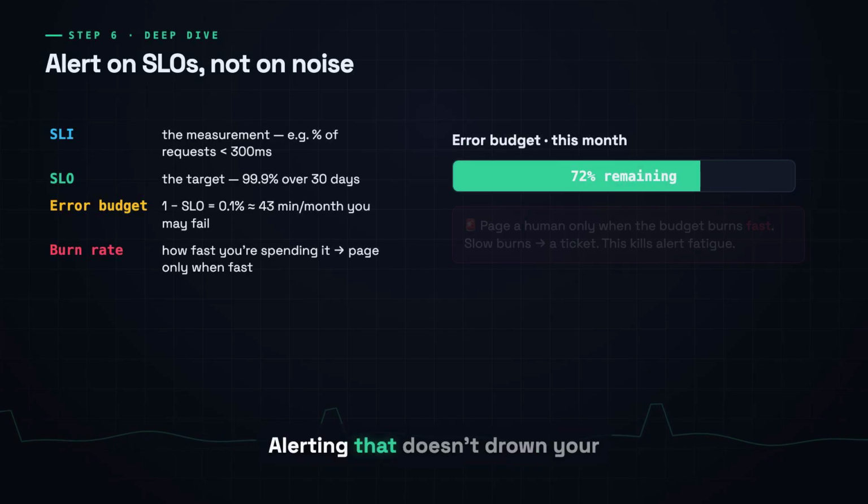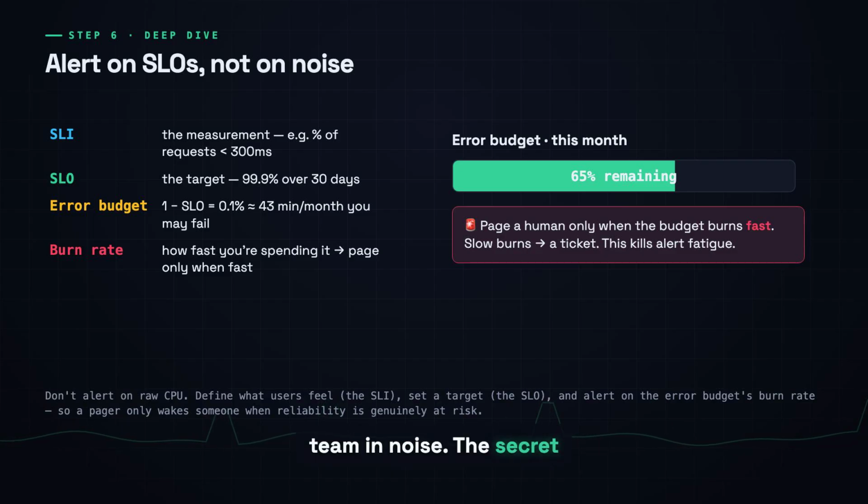Deep dive number 3, alerting that doesn't drown your team in noise. The secret is to alert on user experience, not raw machine stats. We start with an SLI, a service level indicator, which measures what users actually feel, like the percentage of requests served under 300 milliseconds. We set an SLO, the target, say 99.9%. That leaves a tiny error budget, the small amount of failure we can tolerate, which at 3 nines is about 43 minutes a month. And then, crucially, we only page a human when that budget is burning fast. A slow burn becomes a ticket for tomorrow.